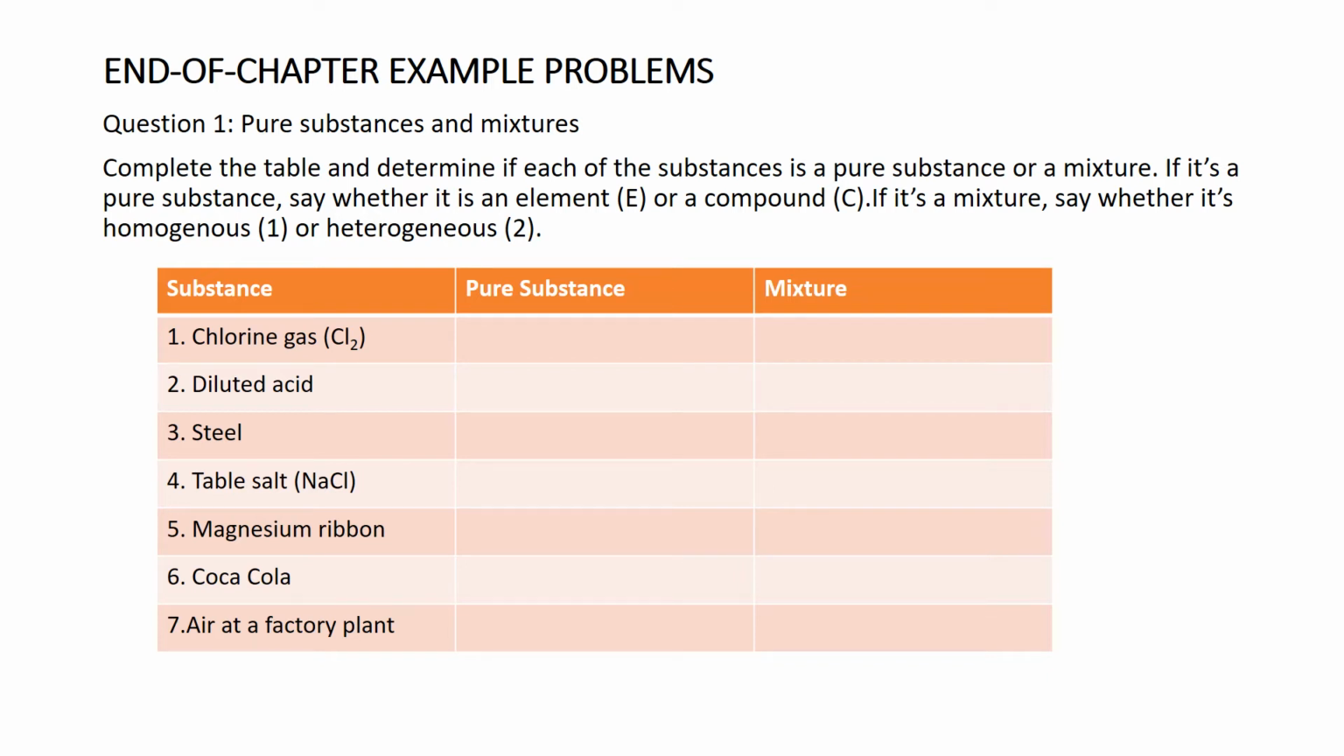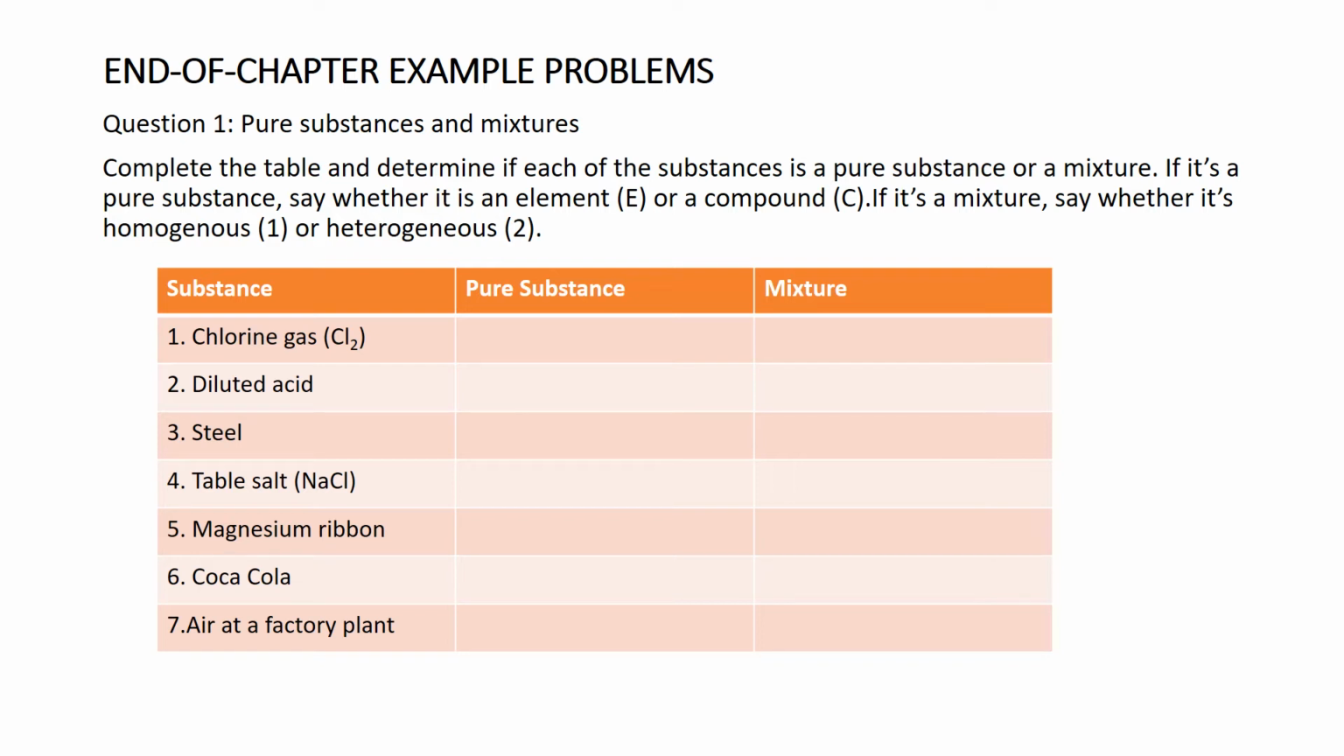So question 1 is about pure substances and mixtures. I have a table here that you should complete to determine if a substance is a pure substance or a mixture. If it's a pure substance, further classify it as an element or a compound, and if it's a mixture, say whether it's a heterogeneous or homogeneous mixture.